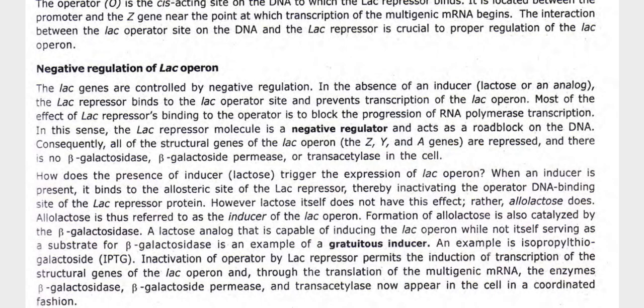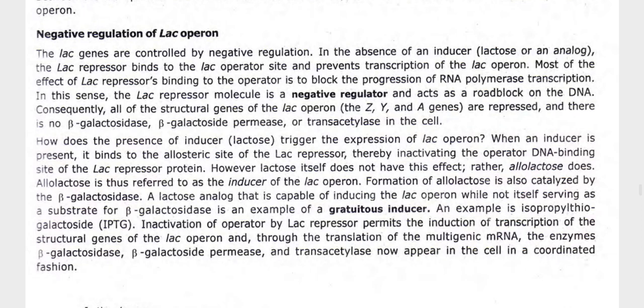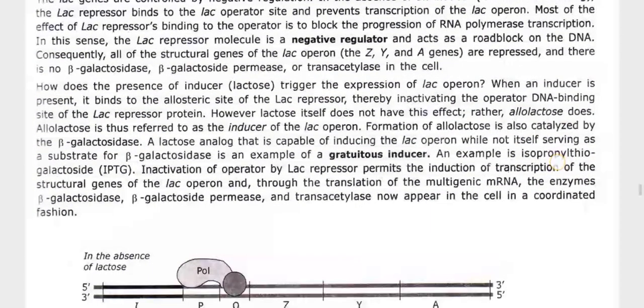An example of this is isopropylthiogalactoside, IPTG. Inactivation of the operator binding by the lac repressor permits the initiation of transcription of the structural genes of the lac operon, and through the translation of the multigenic mRNA, the enzymes beta-galactosidase, beta-galactoside permease, and transacetylase now appear in the cell in a coordinated fashion.